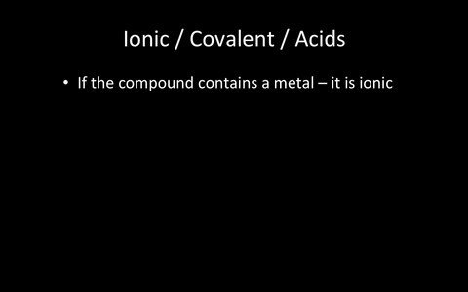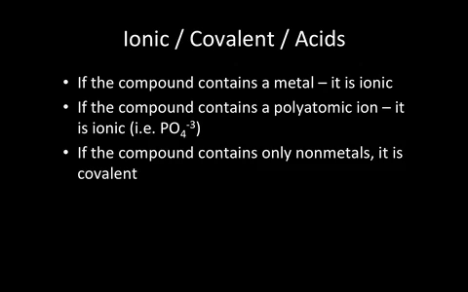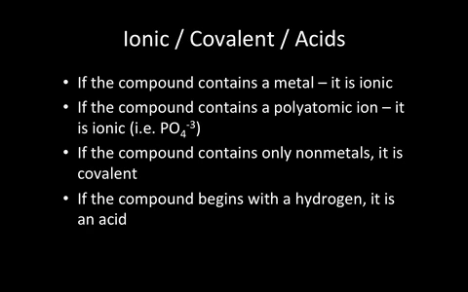So how do I identify them? If the compound contains a metal, it's ionic. Period. If the compound contains a polyatomic ion, it's ionic. For example, that phosphate ion there with the -3 charge, if that's in it, it's ionic. If all it has is two nonmetals, it's covalent. And finally, if the compound begins with a hydrogen, it's an acid.